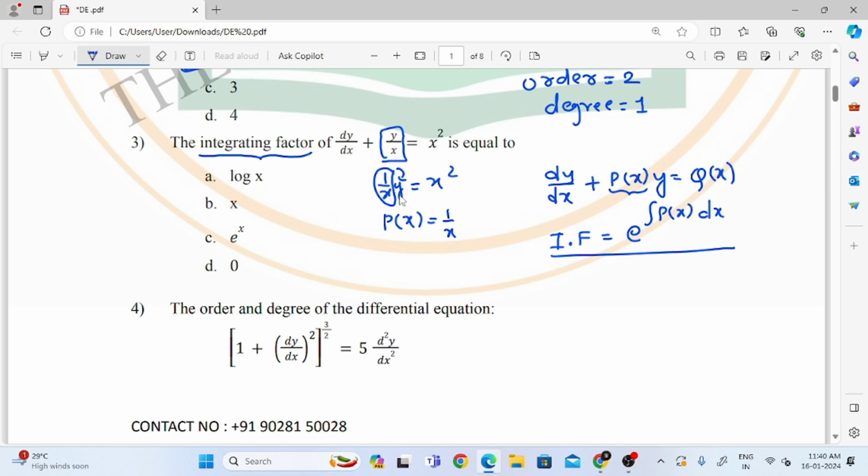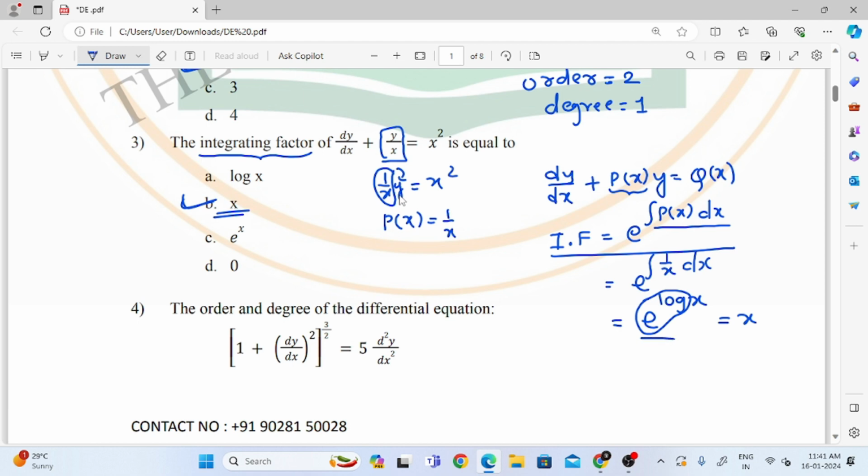So we need to find the integrating factor. We have the formula e raised to integration of p of x dx, where p of x is 1 upon x. So e raised to power integration of 1 upon x dx. Integration of 1 upon x, we know, is nothing but log x. And e raised to log x, the e and log cancel out, so the answer is x. So for this question also the answer is option B.